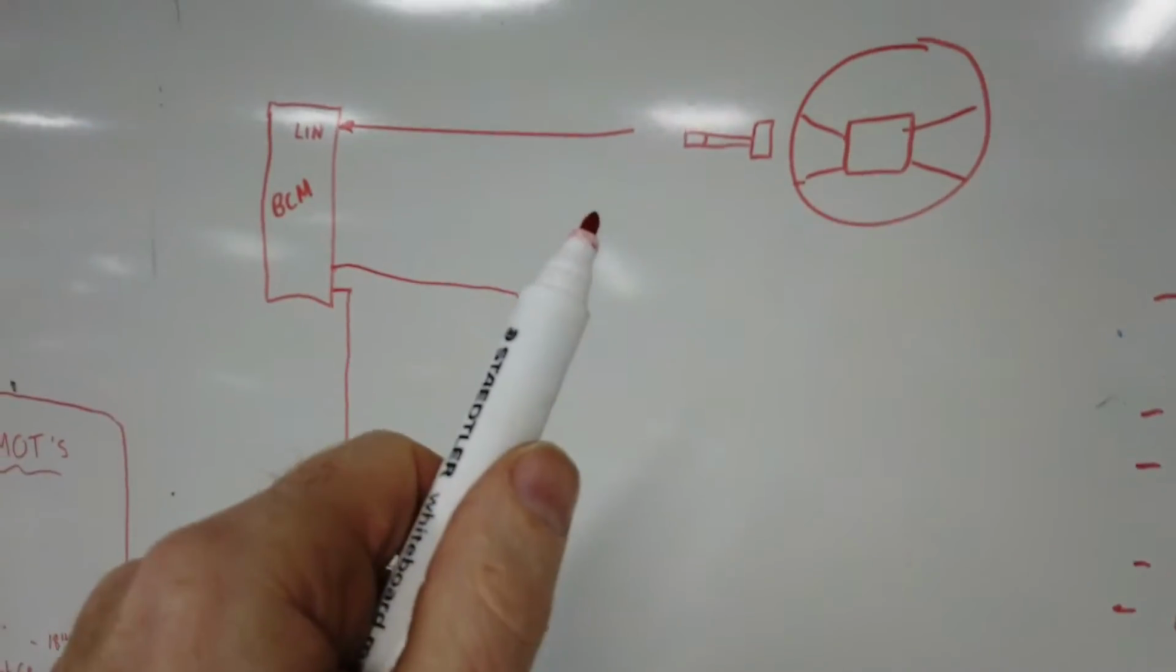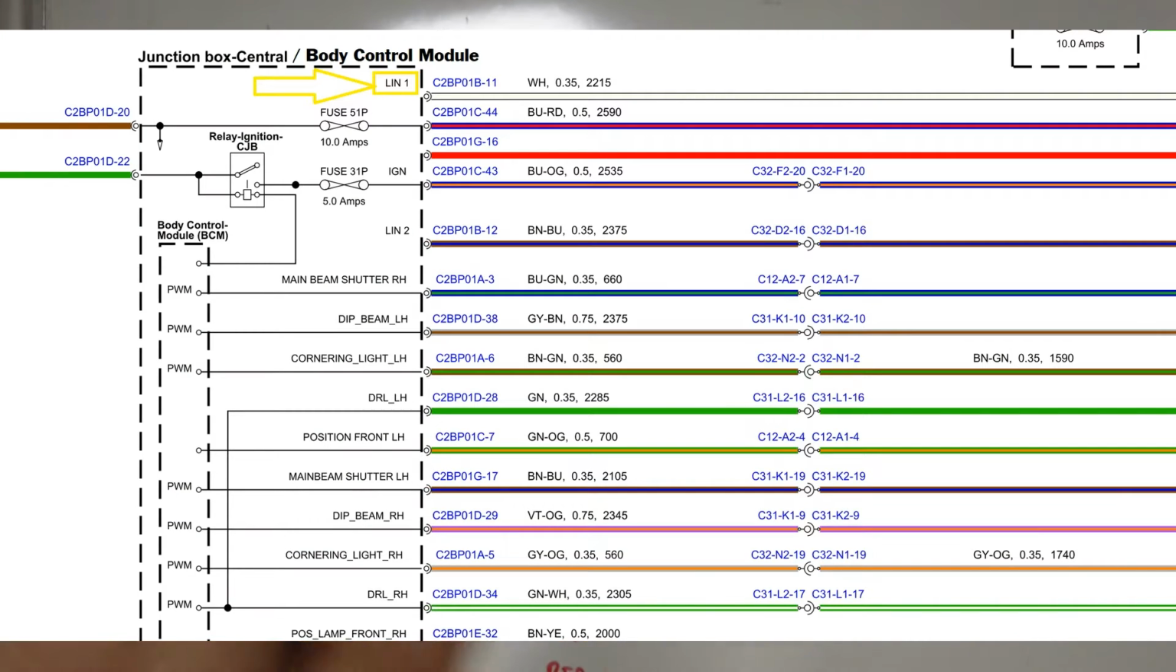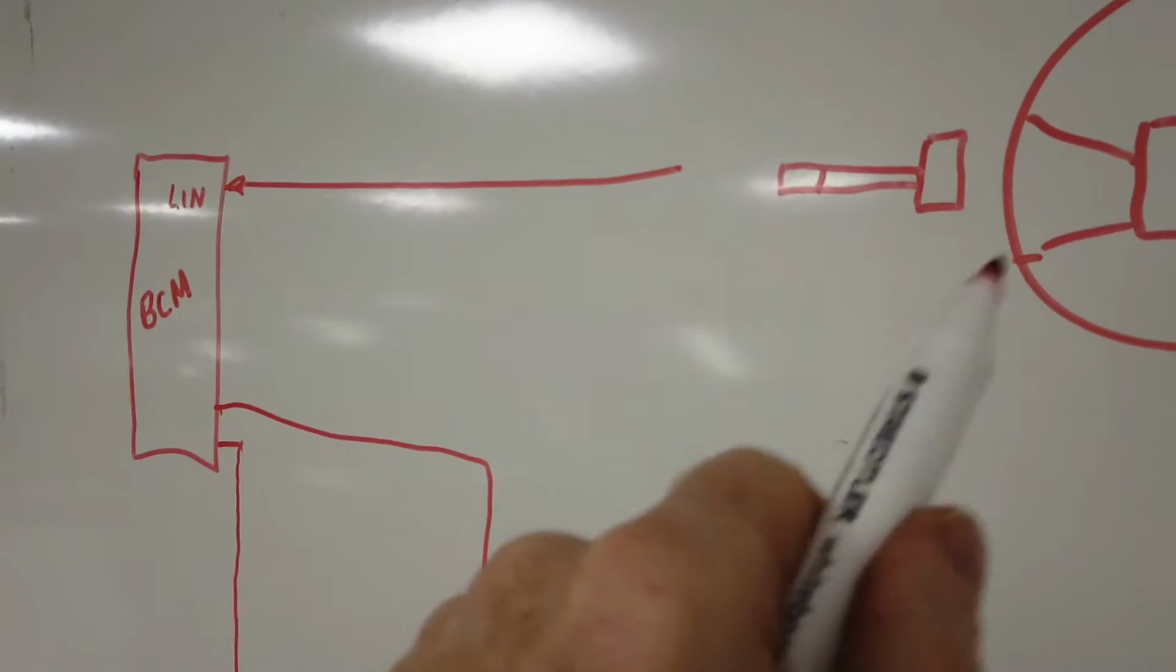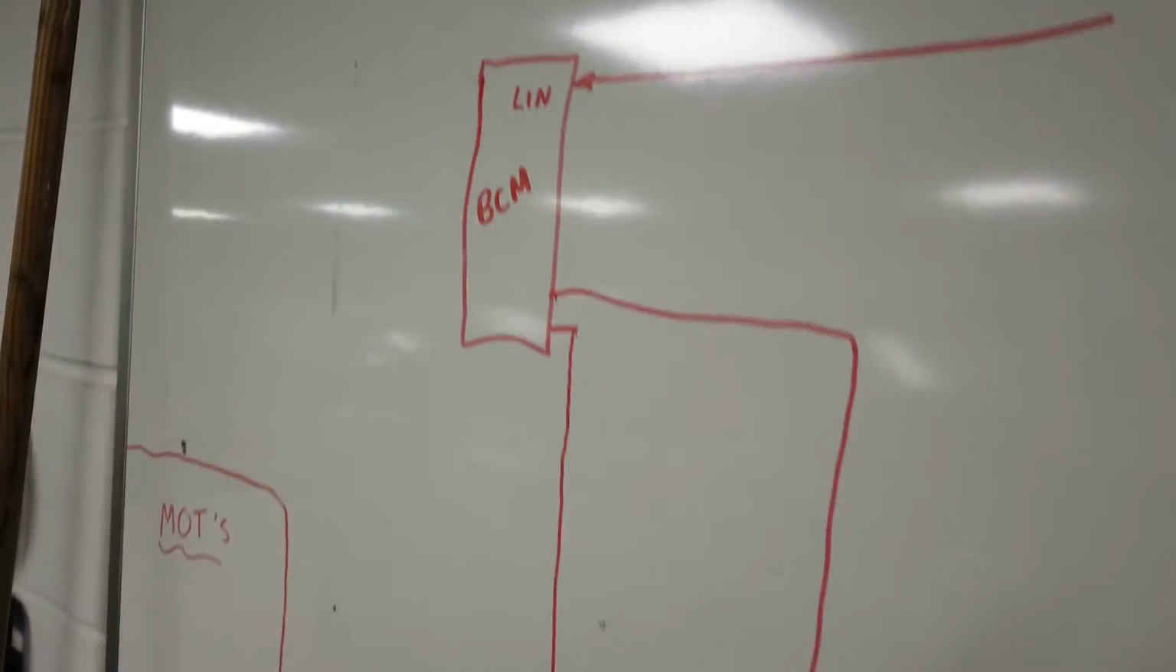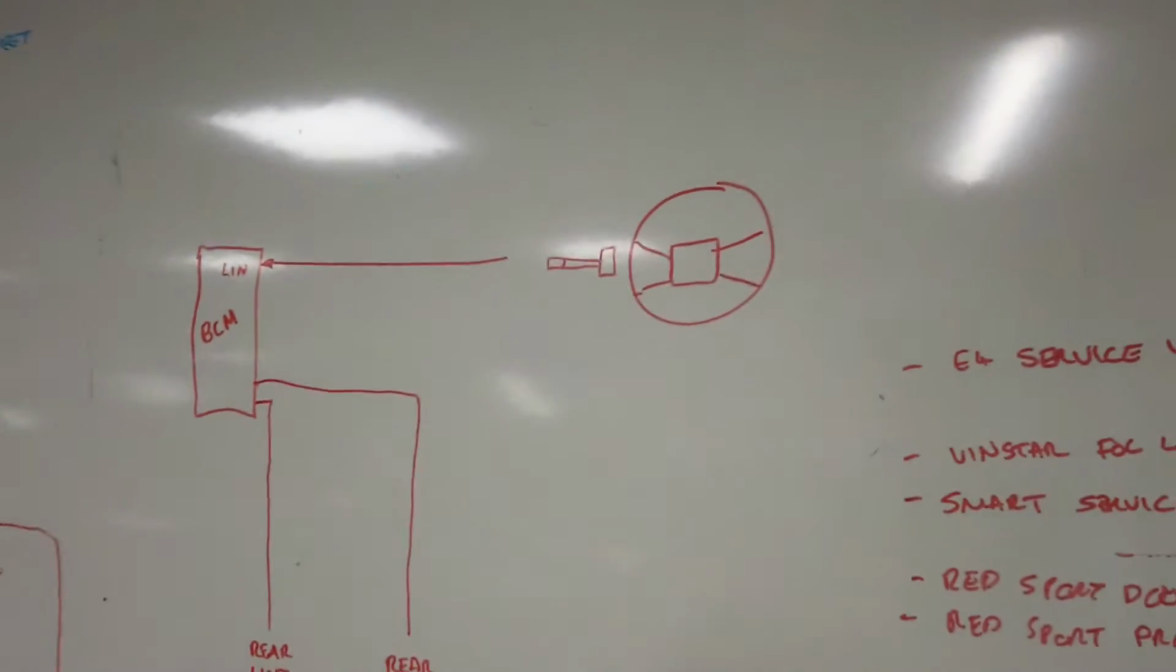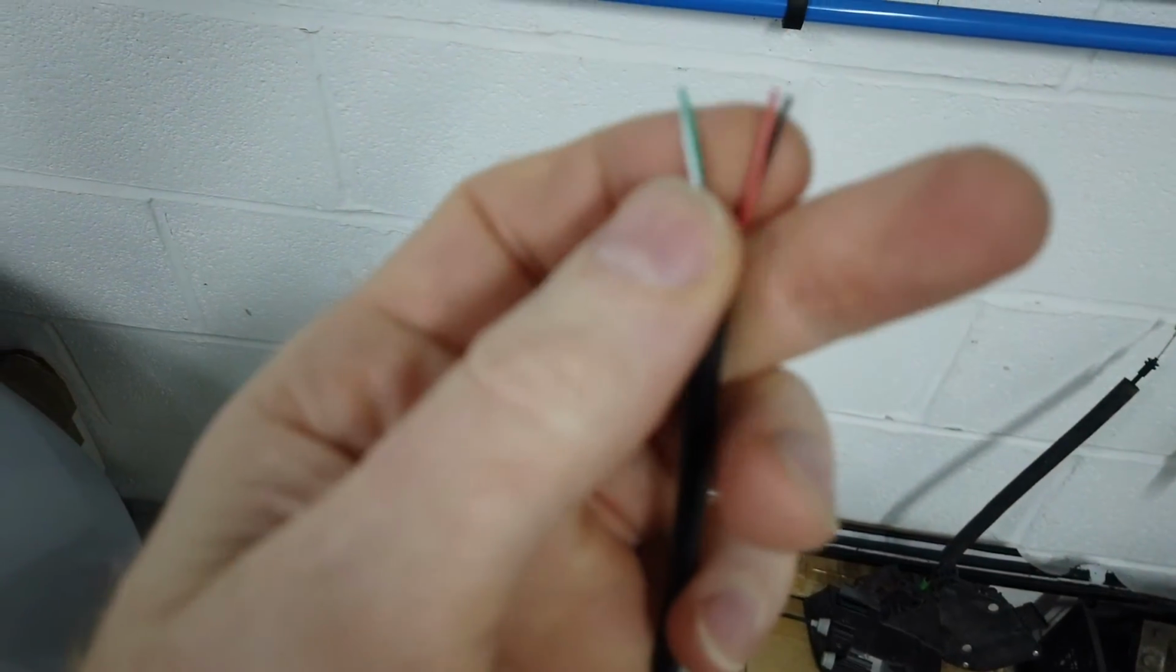So I thought, all I need to do is tap into this LIN wire, listen to it, see what signal it gives when you turn the lights on. Then I can create a dummy LIN signal and inject it into this line. That's the plan. Right. So there you go.